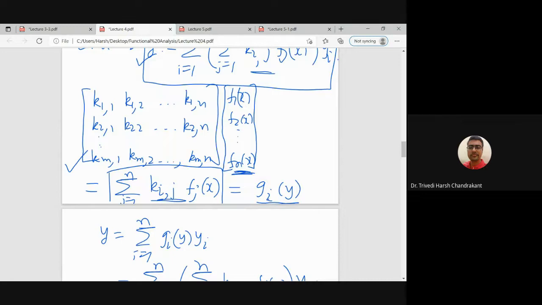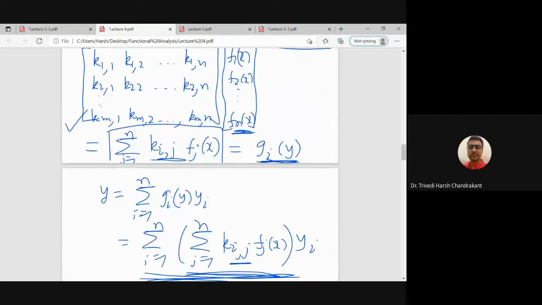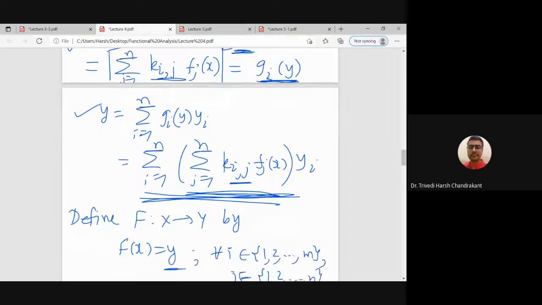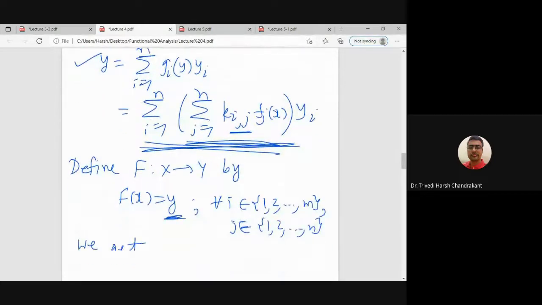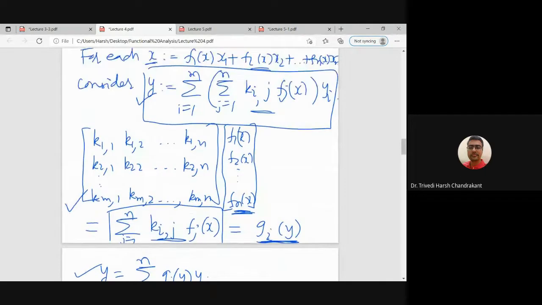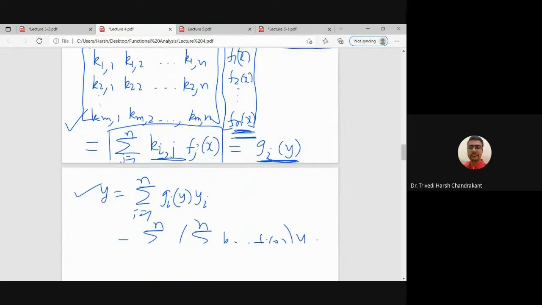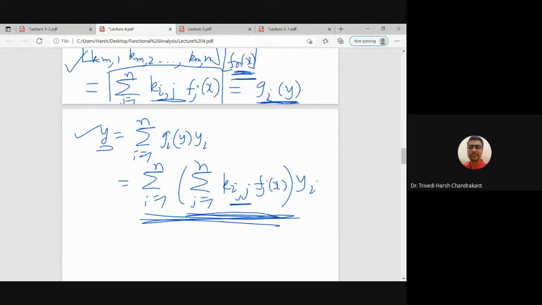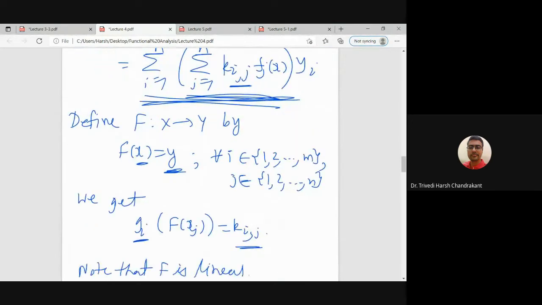Whatever we are getting, we take as the ith coordinate of y, and using that we define y. So y is the output of the function, x is the input. Now we have defined the transformation: for every given x, we can find the corresponding y.